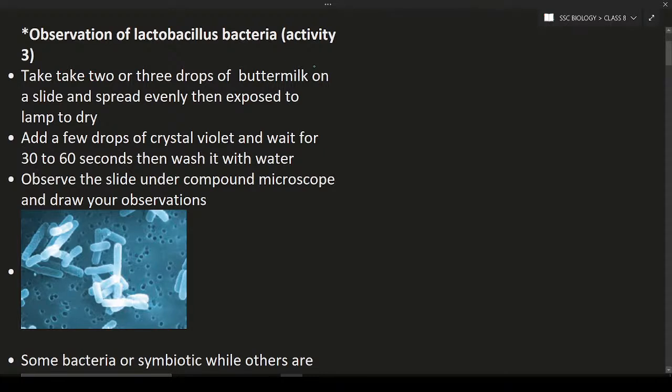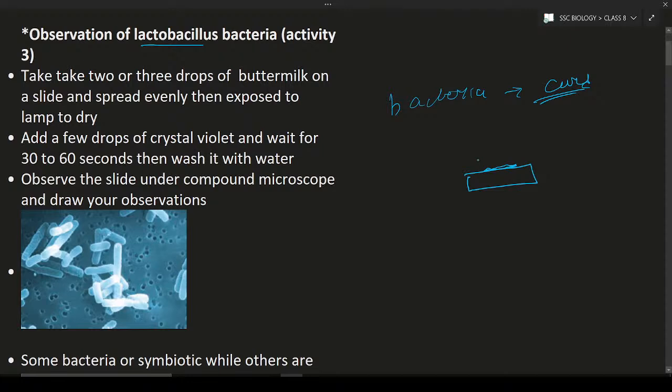First is observation of lactobacillus bacteria. What is lactobacillus? It is a bacteria present in curd or buttermilk. For this activity, we have to take 2 to 3 drops of buttermilk on a slide, and spread it on the slide.